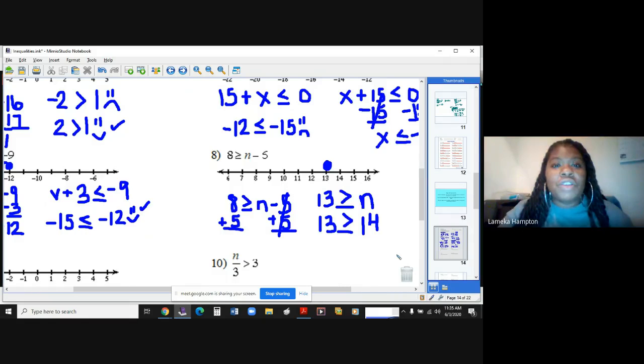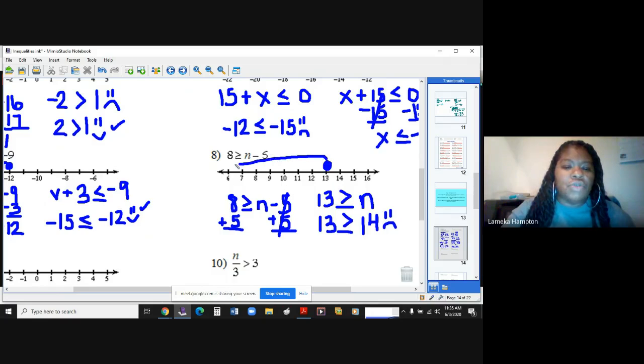13 is not bigger than 14 on any given day when it's positive. So we're dealing with positive numbers. Now, if this was a negative 13 and a negative 14, this would be absolutely correct. But remember, because we're dealing with positive numbers, 13 will never ever be greater than 14 on any given day. So this lets me know that this is not a true statement. So that means 15, 16, and all the numbers to the right of 13 would not work. So I have to use my numbers to the left.